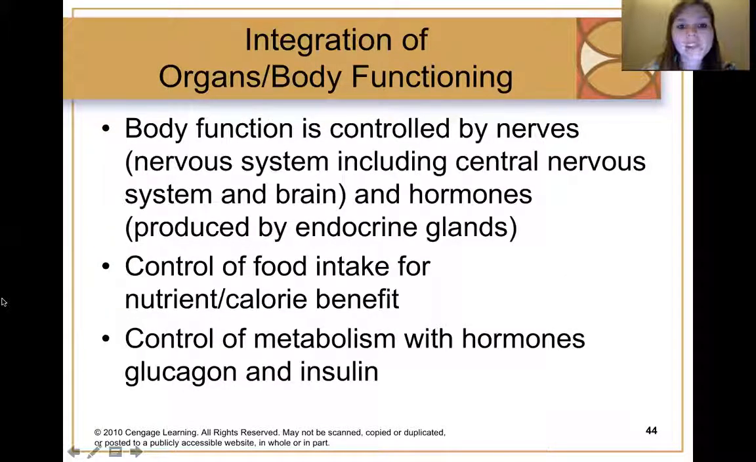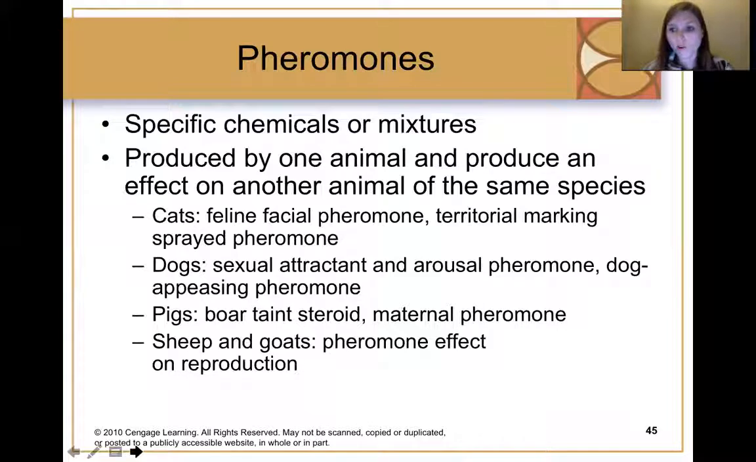So a little bit about the integration of organs and body functioning. Body function is controlled by nerves, the nervous system, including central nervous system and brain, like we talked about, and then also hormones that are produced by the endocrine glands. Some ways that these organs can be integrated to work together would be in the control of food intake for nutrient or calorie benefit, the control of metabolism with the hormones glucagon and insulin, like we talked about. So different organ systems can work together is basically what I want you to understand from that.